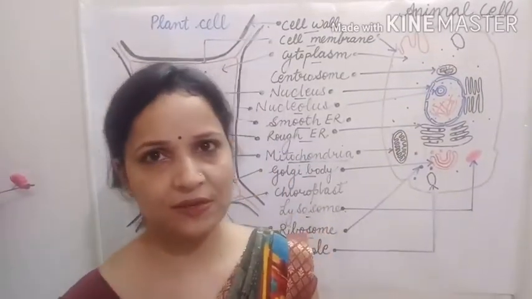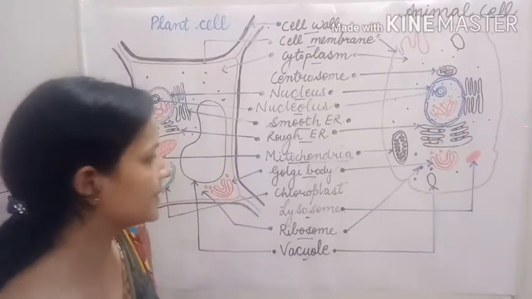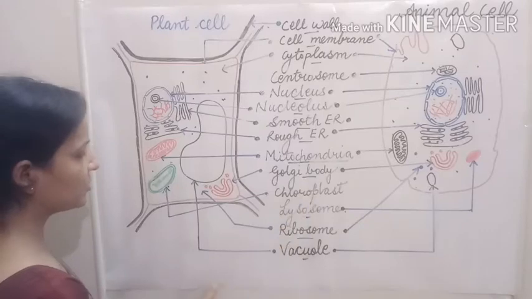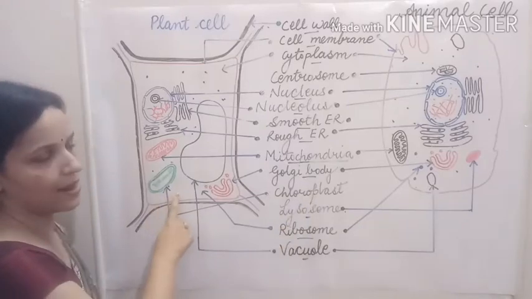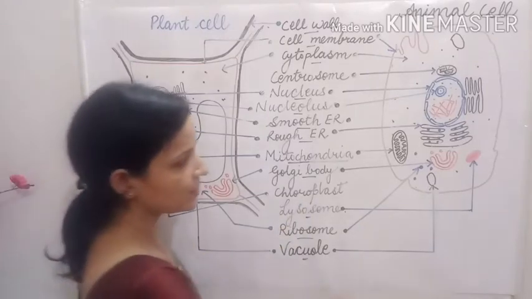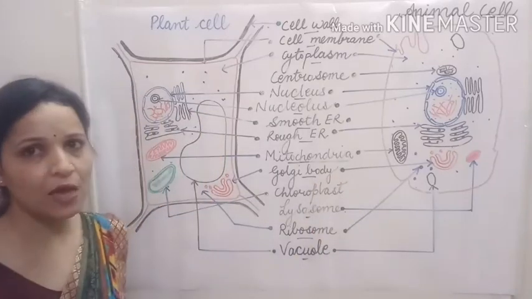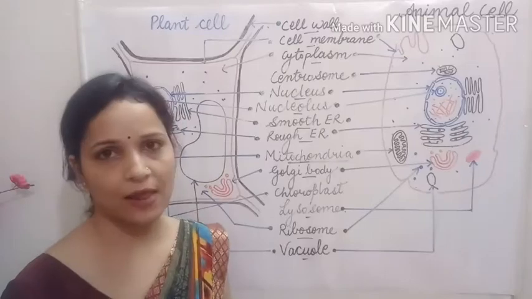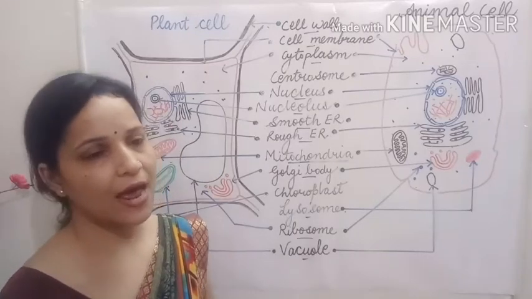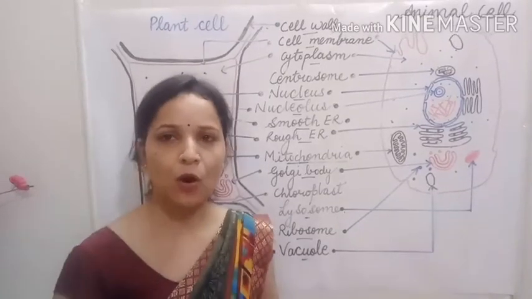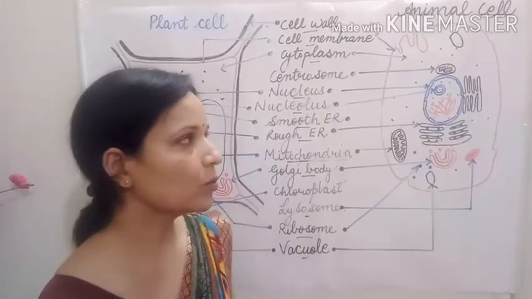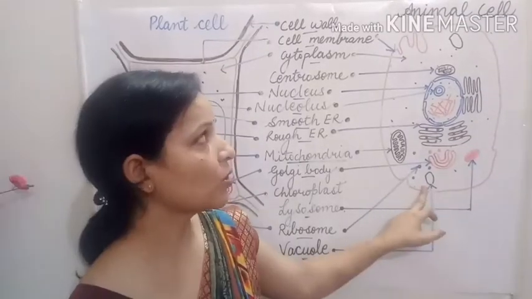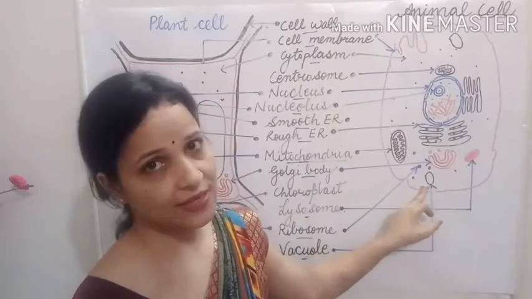Now we will discuss our last cell organelle, that is chloroplast. Chloroplast is present only in plant cell, and it is absent in animal cell. Means chloroplast is not found in animal cell. It is absent in animal cell. So always remember this thing. Chloroplast is present only in plant cell. Animal cell do not have chloroplast at all.